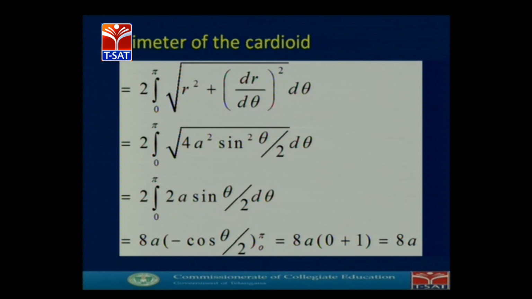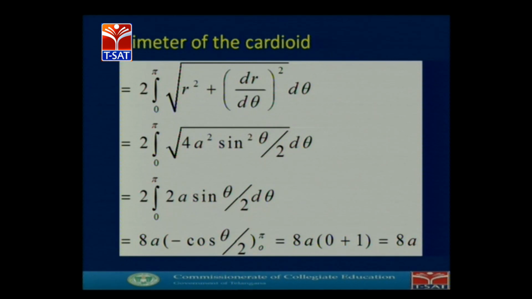For the upper limit, cos pi by 2, cos 90 degrees, is 0. When applying the lower limit, we take minus of minus, so that becomes plus, and cos 0 is 1. So what is the total length, or perimeter, of the cardioid? It is 8a. If the cardioid equation is r equal to a into (1 minus cos theta), we get the total length or perimeter of the cardioid as 8a.